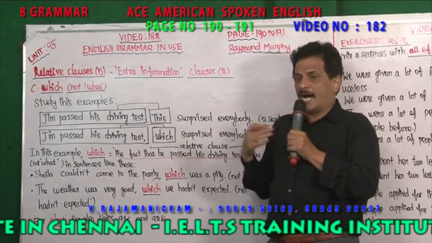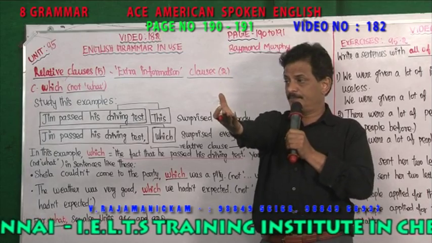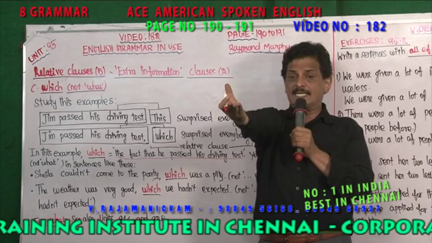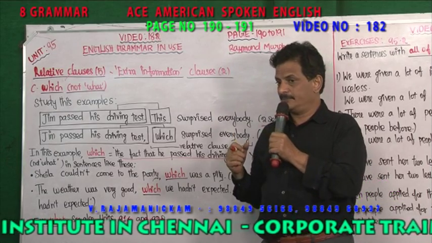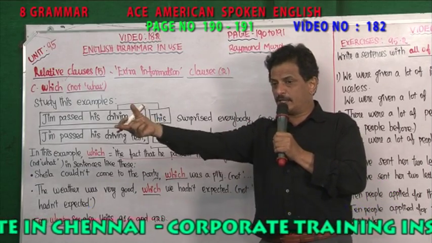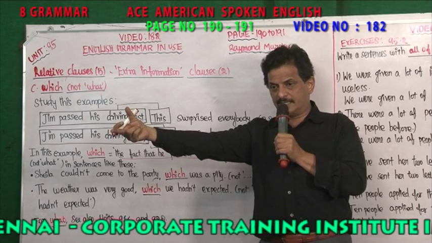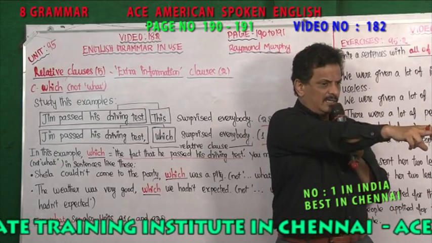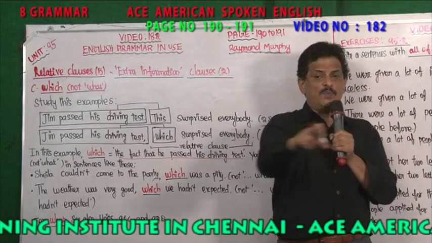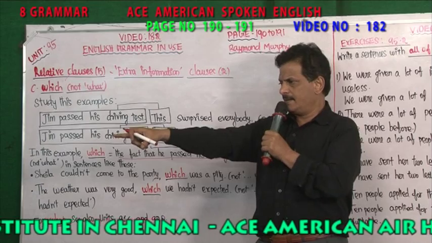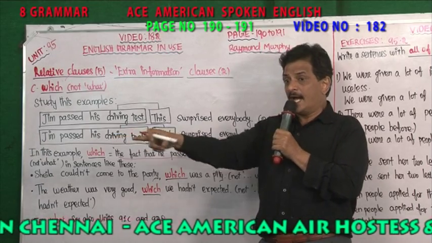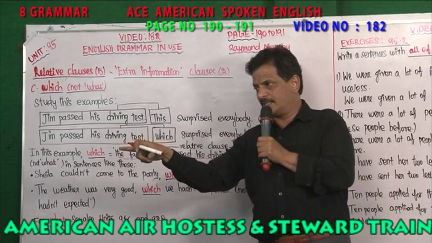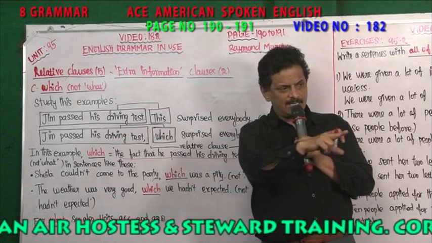Whom. Right? I met a girl. The girl whom I met is a pilot. I met a girl, which is the object here. I is a subject, met is a verb, girl is the object. And when you want to mention the girl object, you are using whom. The girl whom I met is a pilot. Once again, I met a girl, which is the object here, which is the subject here.